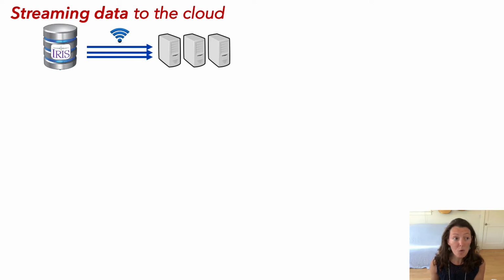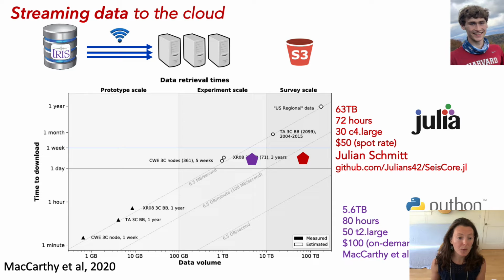So how do we move data to the cloud? Well, we can use the internet, downloading data from IRIS to the cloud. McCarthy et al. had a great paper in SRL that discussed the scalability of this workflow. They tested different data volumes and calculated the download time for these on AWS, and found that the main limitation is the internet speed. In their exercise, they managed to download and do minimal processing of 6 terabytes of data for just 80 hours of compute time and spent $100.